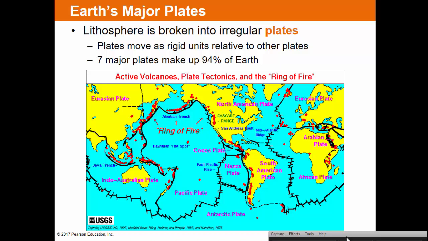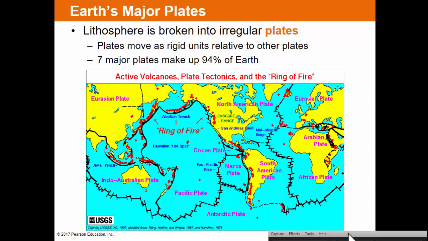And again, remember, the Earth is a sphere. It's not flat like you see here. So they're all moving into or away from or around each other. And you have seven major plates: the Pacific plate, the Antarctic plate, South American, North American, and this is the Eurasian plate on both sides, and the Indo-Australian plate. And there are smaller plates, the Nazca, the Cocos, the Caribbean plate. There's a little plate right here called the Juan de Fuca plate. So there are a number of smaller plates, but these are the big ones, and they make up about 94% of the Earth. And they're either moving toward each other or away from each other or into each other.